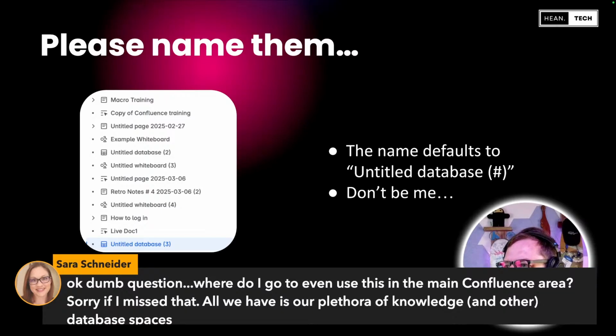Not a dumb question, Sarah, at all. Where do I go to use this in Confluence? No worries, Sarah. We'll do this live together, but from a space, if you hit the Create button, there should be an option for Database. If you don't see it, it could be because you don't have the add permission in that space. It could be because that space has that feature disabled, or it could be because you're on Data Center, which doesn't have databases.